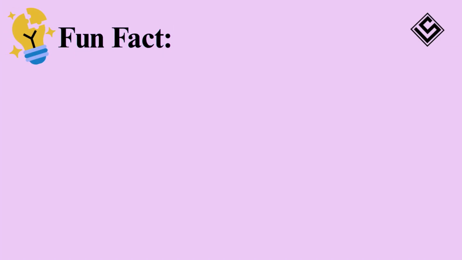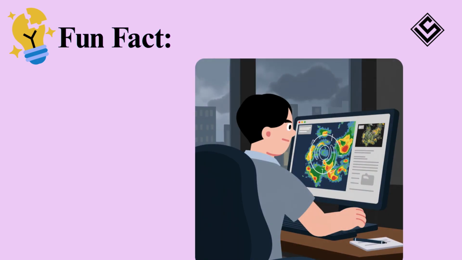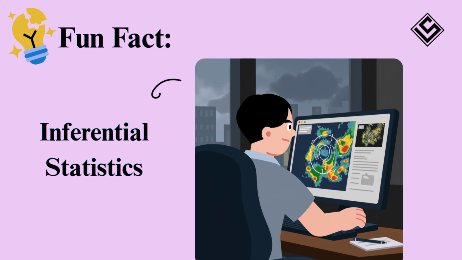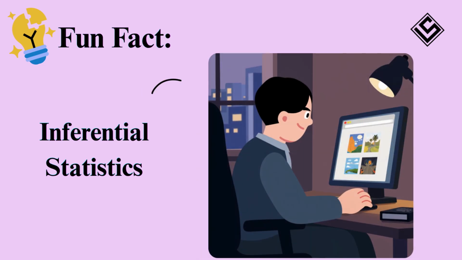Before we wrap up, here's an interesting fact. Every day, weather forecasts predict tomorrow's weather using data collected from only a limited number of weather stations, satellites, and sensors, not from every square meter of the Earth. That's inferential statistics in action. By analyzing a sample of data, meteorologists can make reliable predictions for entire cities, countries, and even regions.